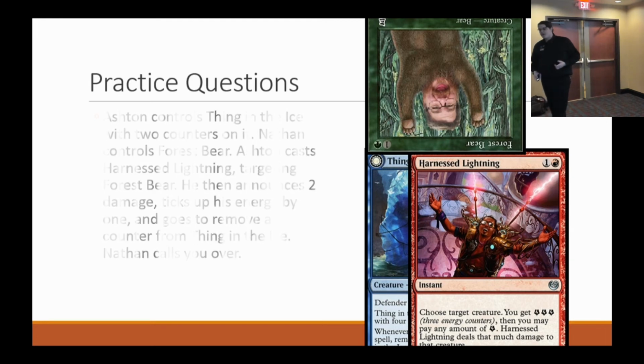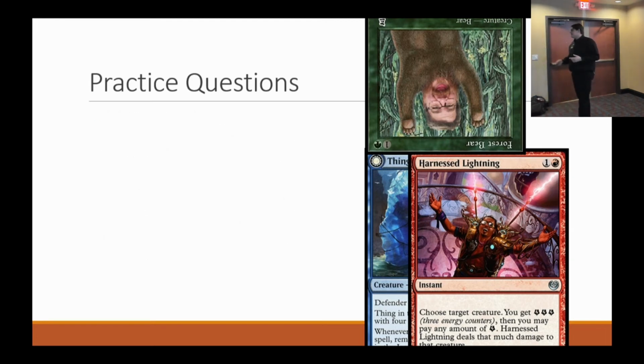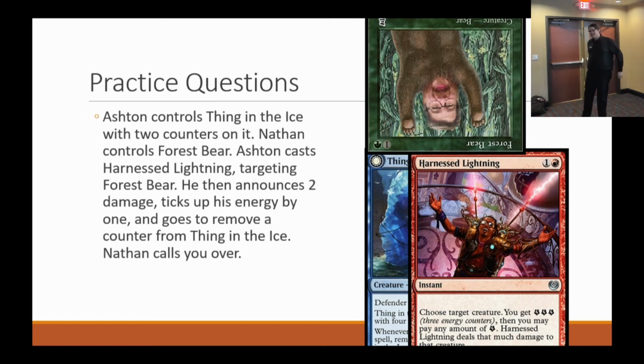All right. Go ahead, Zach. I don't think this is out of order sequencing because the only thing that's happening here is a trigger. So when you cast Harness Lightning, a trigger should be going on the stack in which both players, in a way, have a chance to respond to. So that trigger has simply been missed because he went ahead to begin resolving the spell. Okay.